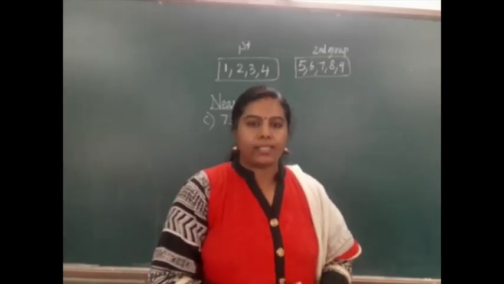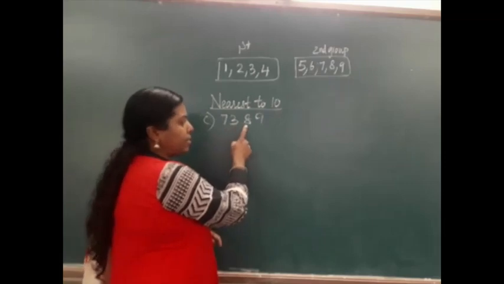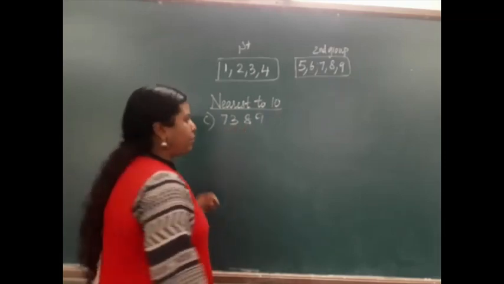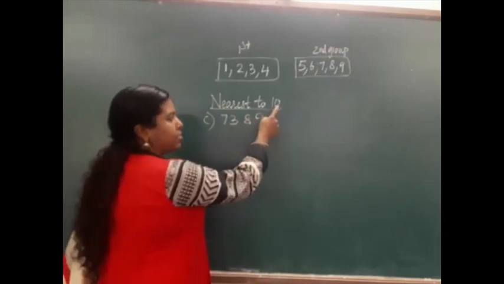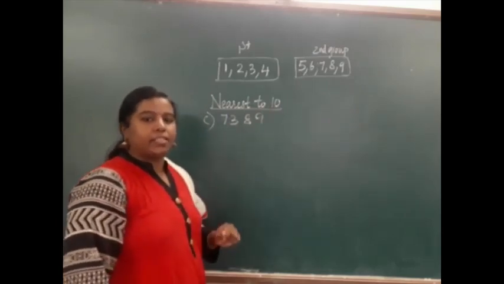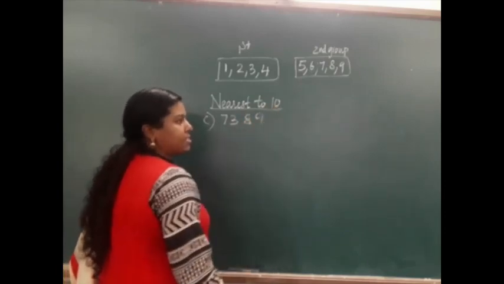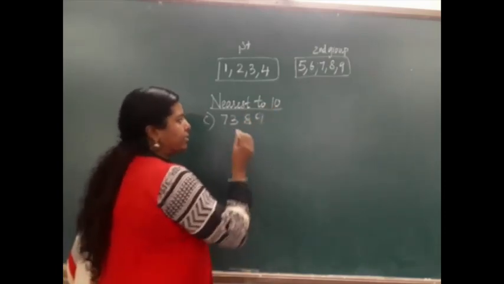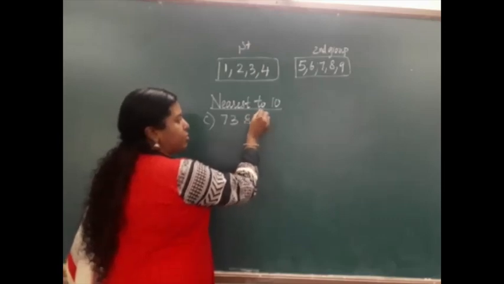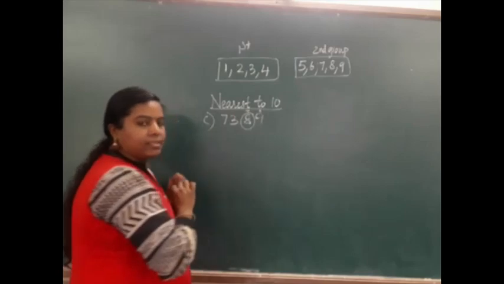Let's see one more example. Here I have written 7389. We have to round off this number nearest to 10. So what is the first step? Circle the digit at the given place. Here nearest 10, so the given place is the tens place. We have to circle the digit in the tens place. So this is ones, tens. So here the digit is 8.